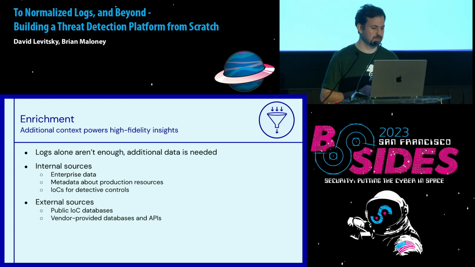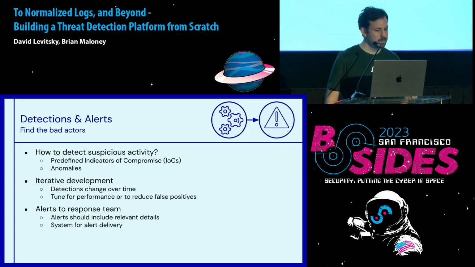This may also come from external sources. Those indicators of compromise could come from public databases, things on GitHub that you can grab, or there are vendors that can also provide these kinds of threat data that you can use with your normalized logs.